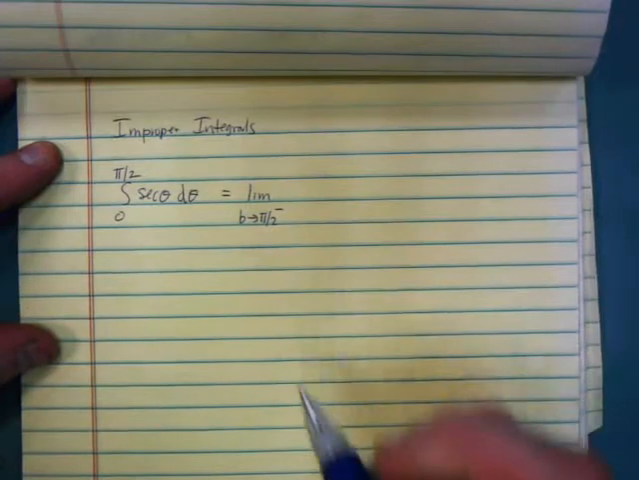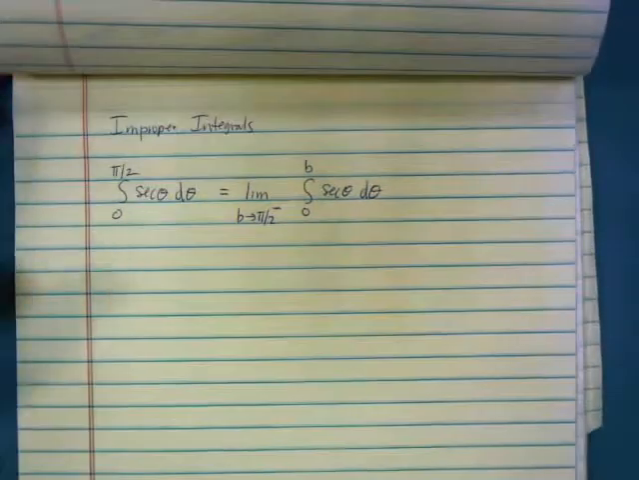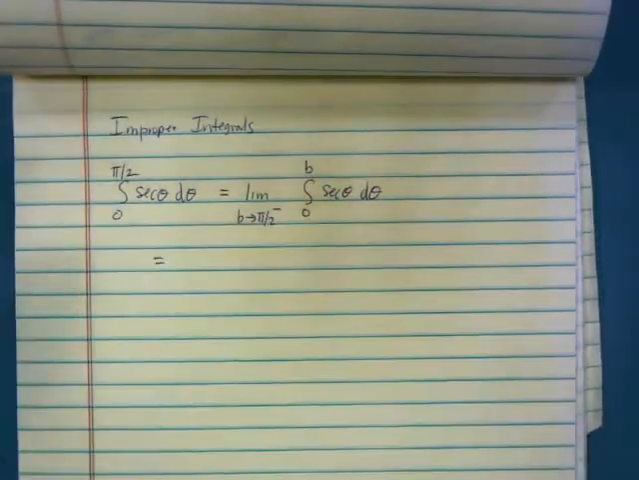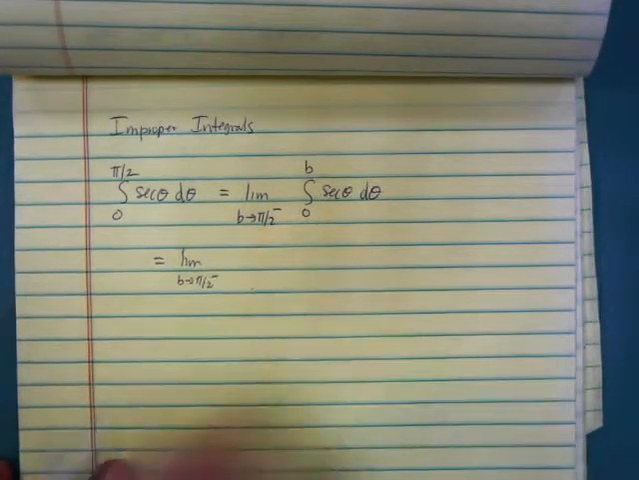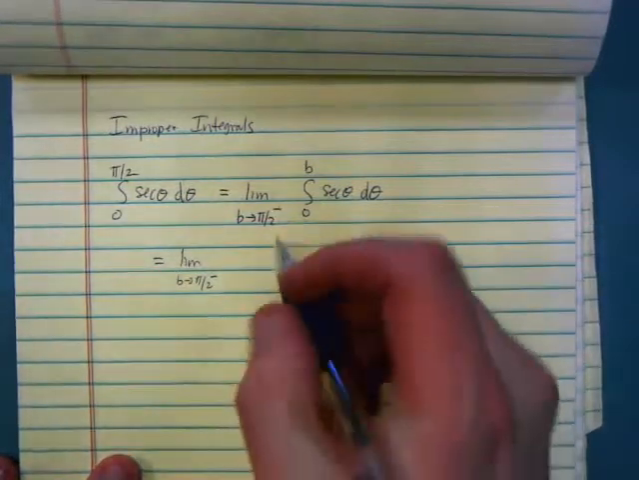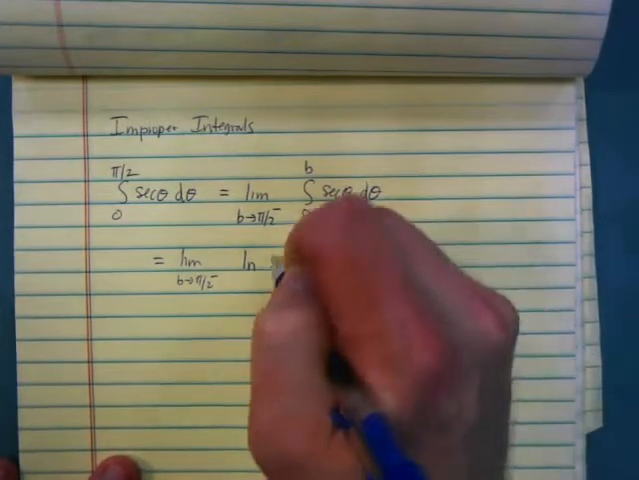The integral from 0 to b of secant theta d theta, and that's going to be the limit as b goes to pi over 2 from the left. What's the antiderivative of secant theta? That's the derivative of secant theta. Very good. Evaluate from 0 to b.